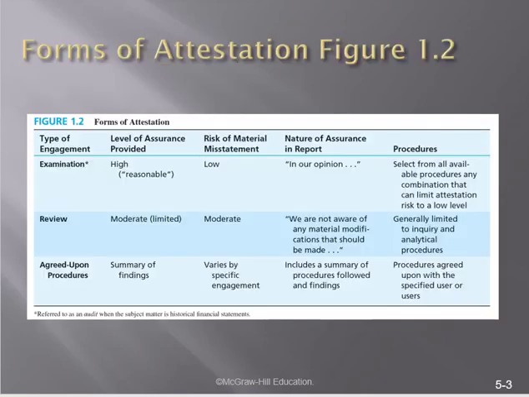audit. And so as a review, this brings us back to Chapter 1, where we discussed the different forms of attestation. An audit would fall under the type of engagement as an examination. Again, that would have a level of assurance that is very high. The risk of material misstatement should be low. And for procedures, they select from all available procedures any combination that can limit attestation risk to a low level.